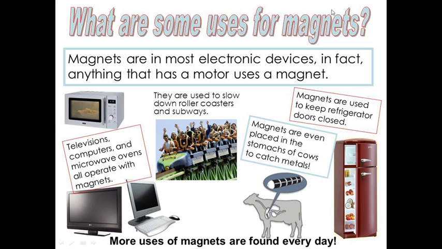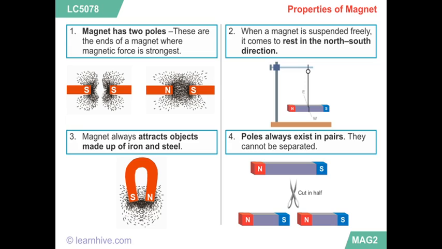Then you can see here they are used to slow down roller coasters and subways. Magnets are used to keep refrigerator doors closed. Maybe you have observed that when you are closing that door, it automatically closes because of the magnet. Sometimes magnets are placed in the stomachs of cows to catch metals. Cows eat anything, so we can catch the metal by placing a magnet in the stomach of the cow. So there are many uses of magnets found every day.